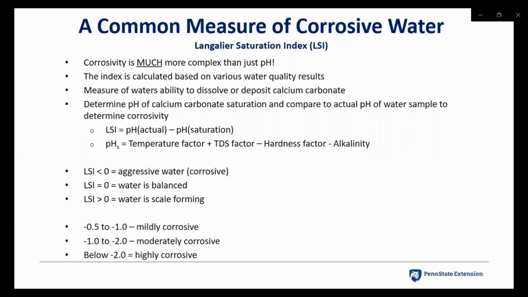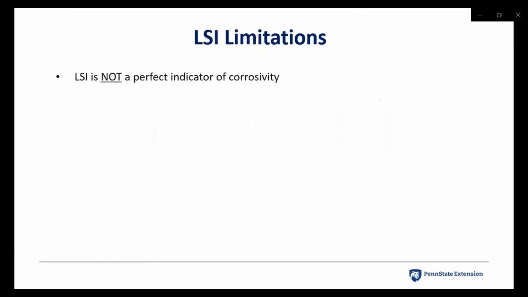We can even break that down a little further with the LSI and say negative 0.5 to negative 1 is mildly corrosive, negative 1 to negative 2 moderately corrosive, and then below negative 2 we get into highly corrosive. We occasionally see numbers in the negative 5 and negative 6 range, which is just extremely corrosive water toward metals. As for some limitations of the Langelier Saturation Index, it is not perfect, and there is no perfect index of corrosivity. Ultimately, we're still going to want to look at those lead and copper numbers to get a true reading of what's going on.